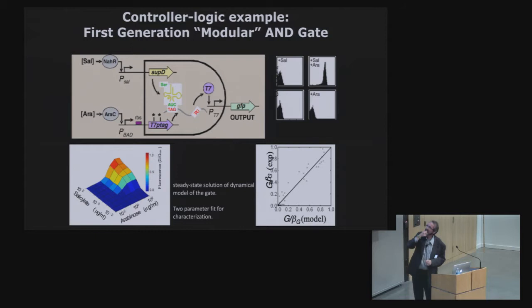This is an example of a dumb logic gate. It's an early logic gate, but it works pretty damn well given how dumb it is. The way that it works is you have these two promoters which take in transcription factor signals. And if one transcription factor is on or the other one is on, nothing happens. If both are on, you make both those genes.